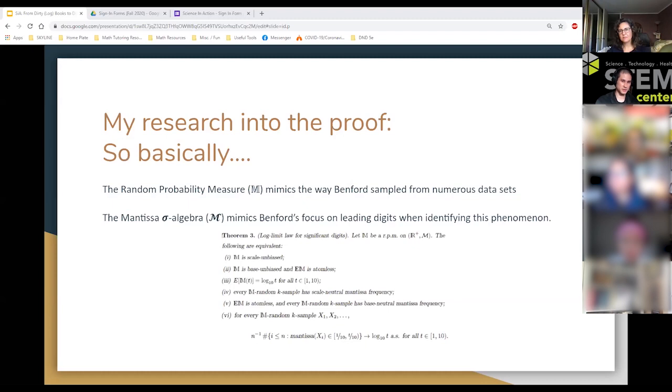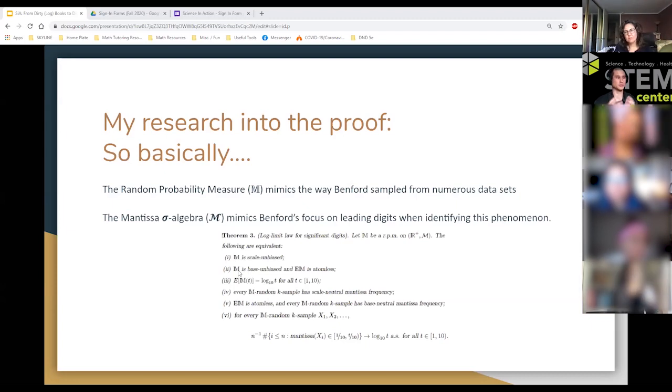Okay, and in particular, what he created here is this theorem called the log limit law for significant digits. And so based on these constructions, he was able to ascertain certain very key properties: the fact that M is scale unbiased and M is base unbiased. What that's really telling us is that whether or not we measure the area of a lake in square feet, which is base 12, or square meters, which is base 10, we're still guaranteed to observe the same phenomenon, okay? Which is really, really crucial here.